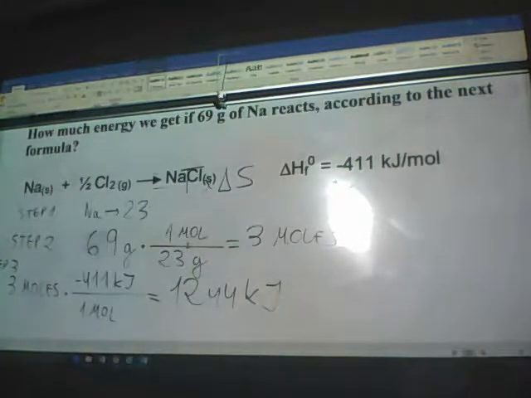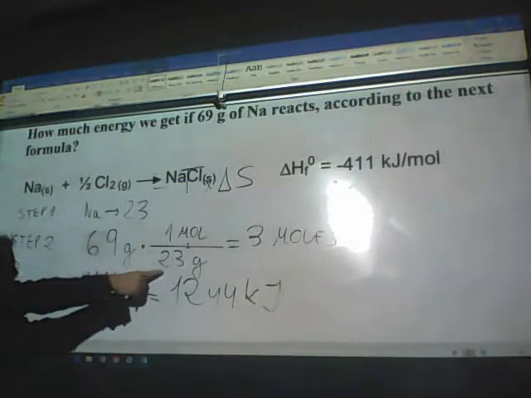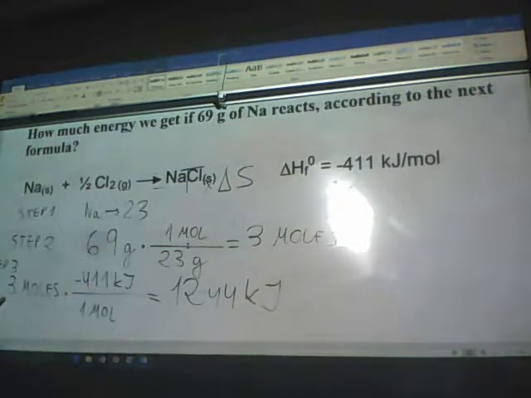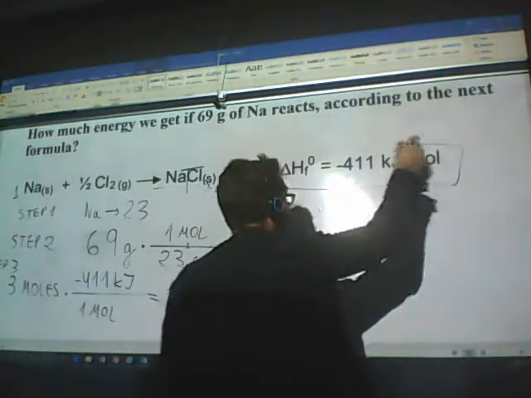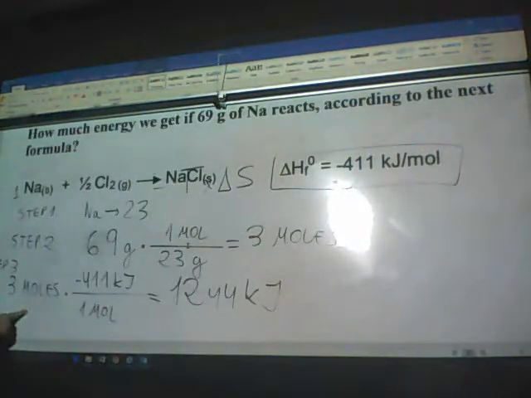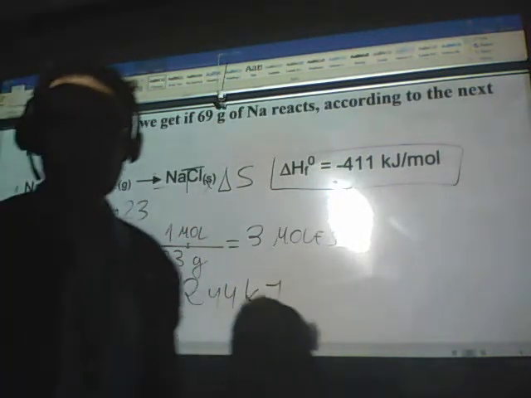Sorry, step 3. So first you got to calculate the molecular mass. This case is very easy because you have just one atom, so it would be 23. Then you calculate the number of moles, just dividing the grams by the molecular mass. 69 divided by 23, you got 3 moles. Then to get the energy, the only thing you have to do is multiply the number of moles by the enthalpy of the reaction, okay? Because 1 mole of sodium gives 411 kilojoules, okay? So 3 moles, you just have to multiply by 3 and you get 1244.